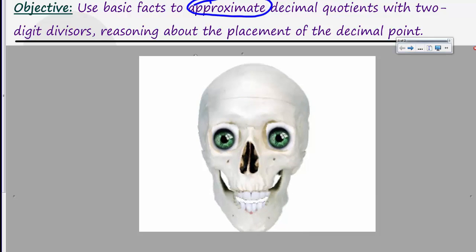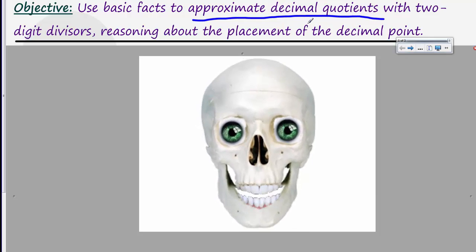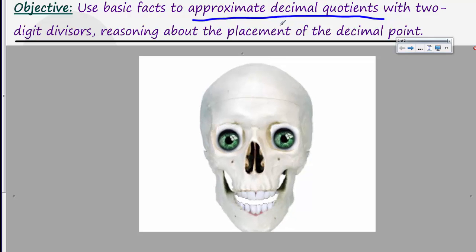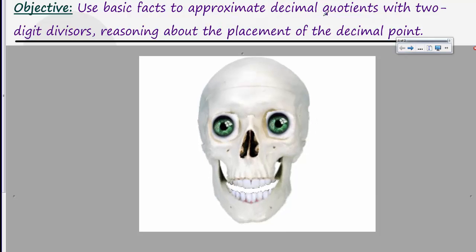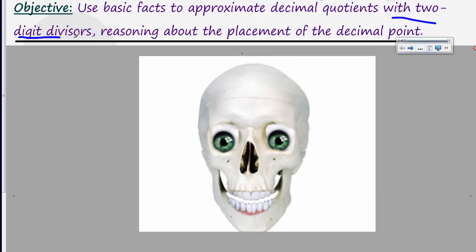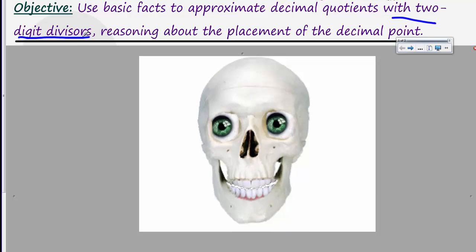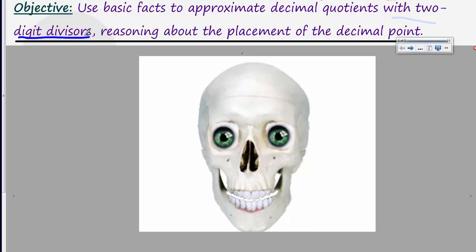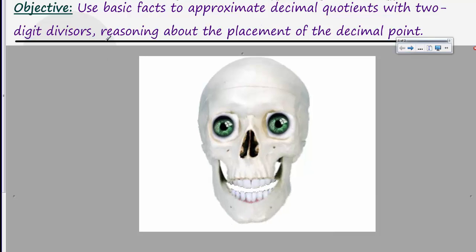We're going to be approximating the decimal quotients. Quotient is the answer to a division problem. Decimal means it's not going to be a whole number. We're going to have a whole number part and a decimal part. This is going to be with 2-digit divisors. Remember that the divisor is the number that decides how the dividend is going to be divided. So in this case, the decimal dividend, and then reasoning about the placement of the decimal point.